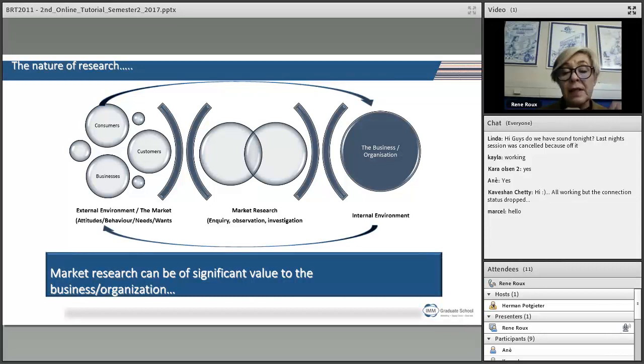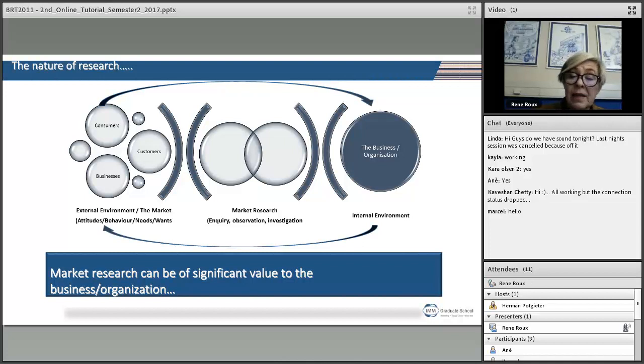Now, for the business to be in touch with their consumers or their customers or the businesses that they deliver a service with, they need to really understand that external environment. They need to know what are the needs, the behavior, the expectations, the wants. How do they perceive certain things? What are their attitudes? The image of the company, etc.